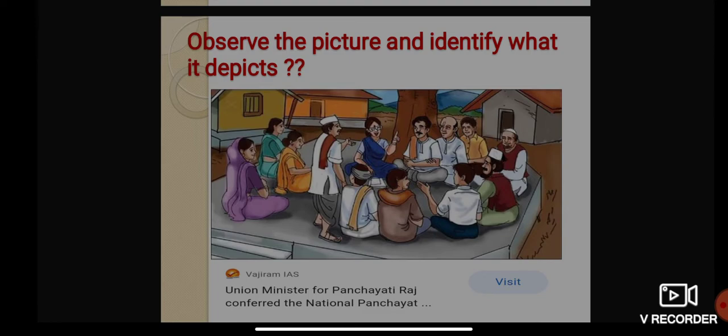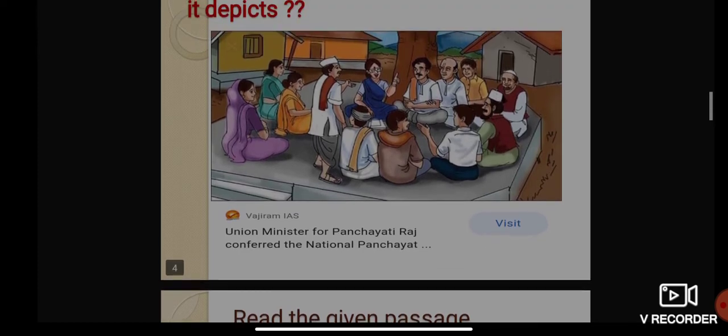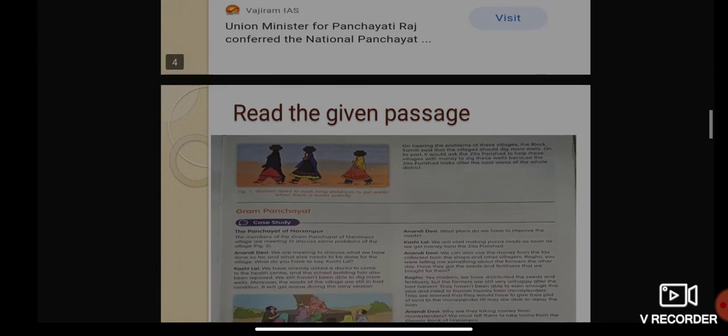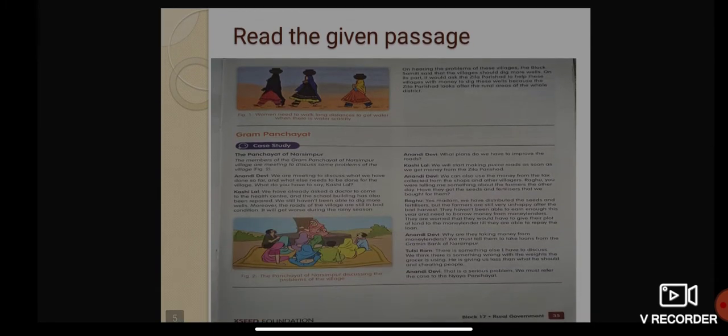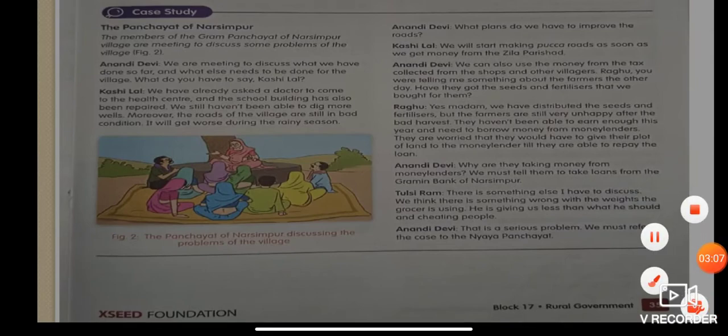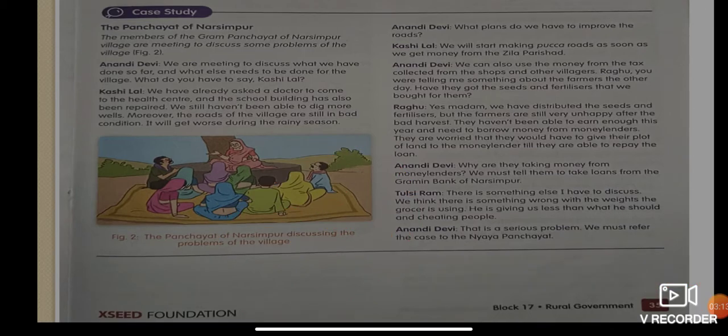Observe the picture and identify what it depicts. As you can see, some people are having a discussion. Now after observing this picture, I want all of you to read the case study from your exit content book, page number 35. Please open your textbook and read the case study.